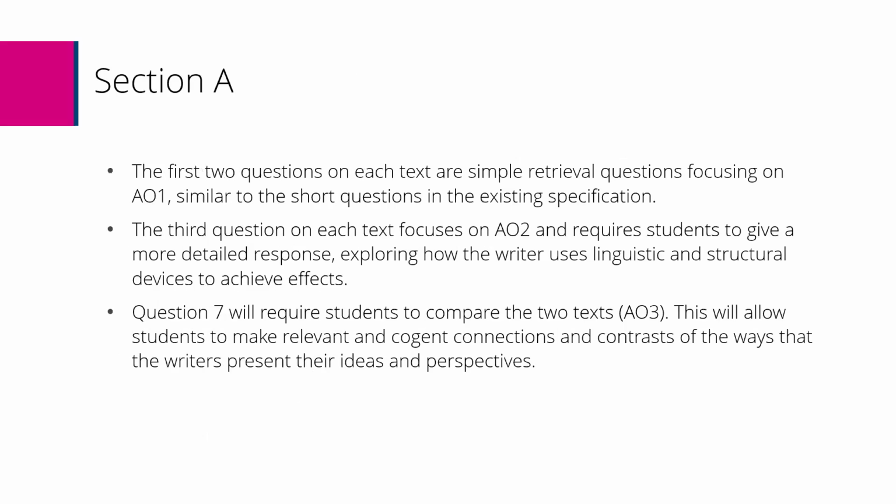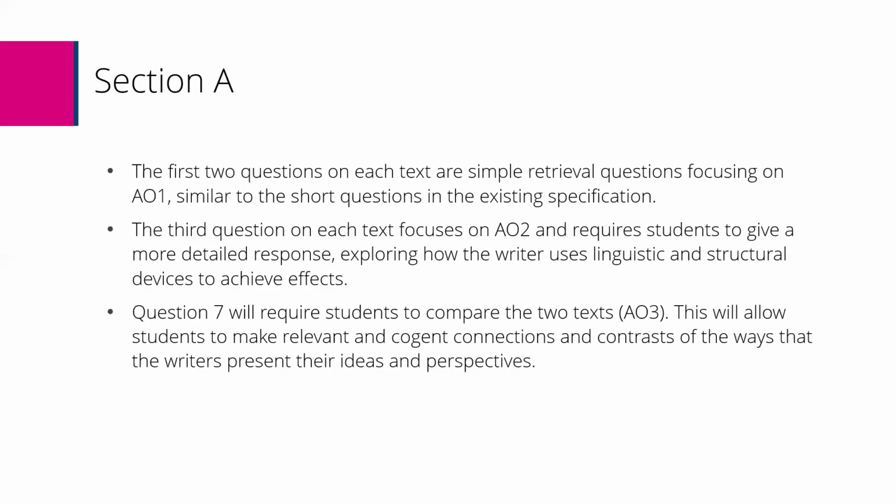Okay, so in terms of section A, we're now going to be thinking about the paper. We're going to be thinking about the question paper that's in your download pack. So this is SO9 on your download for today. This is the 2019 paper. I'll just give you a moment just to make sure you've got a question paper there in front of you. So the first two questions on each text, so that's question 1 and question 2 on text 1, and questions 4 and 5 on text 2, are simple retrieval questions. They focus just on AO1.